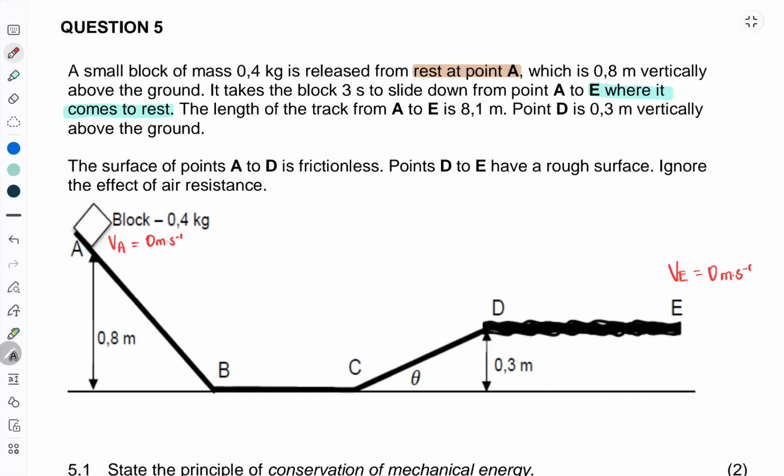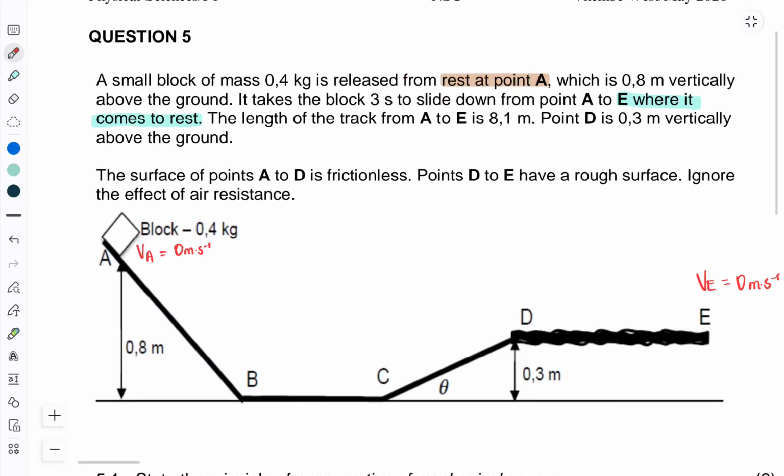The length of the track from A to E is 8.1 meters. That's not given in the diagram, but it is the total distance. So we have the total time and now we have the total distance. If you remember, in grade 10 we would calculate the average velocity using the total distance and the total time, so that's one thing you must note. Point D is 0.3 meters vertically above the ground.